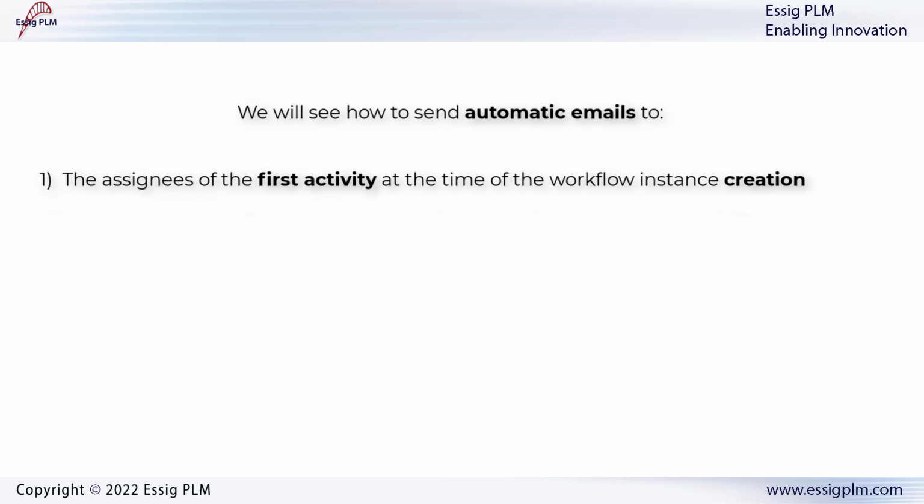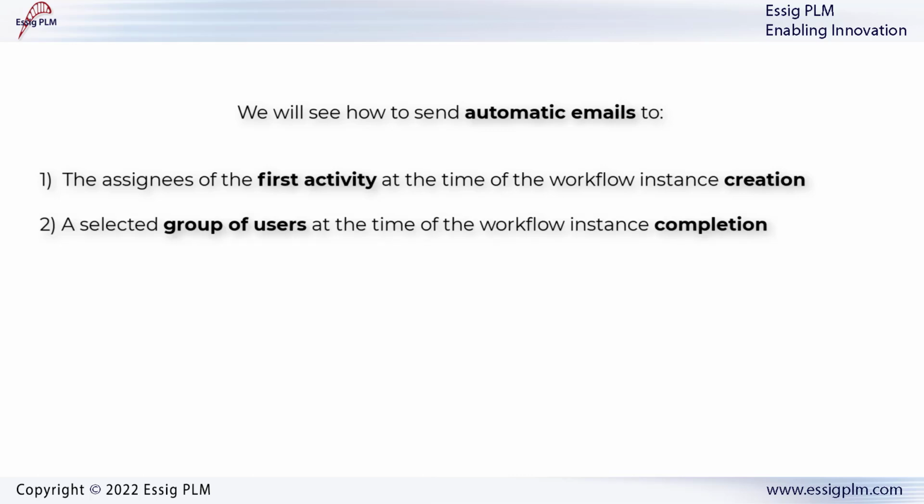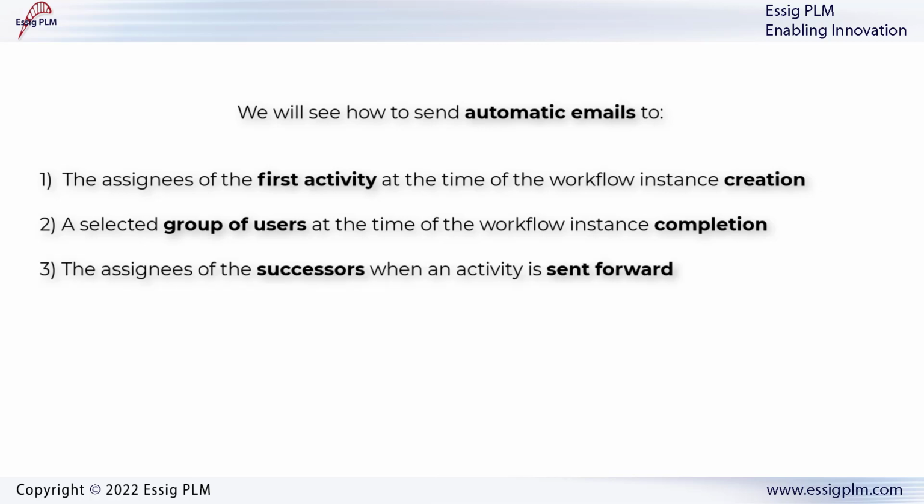In the first example, the WF email app will send emails to the assignees of the first activity at the time when the administrator creates the instance of the workflow. In the second example, we will see how Nexa can notify a group of users that a specific process has been completed. In the third example, we will see how to build an operation that sends emails to all the successors of an activity as soon as that activity has been sent forward.